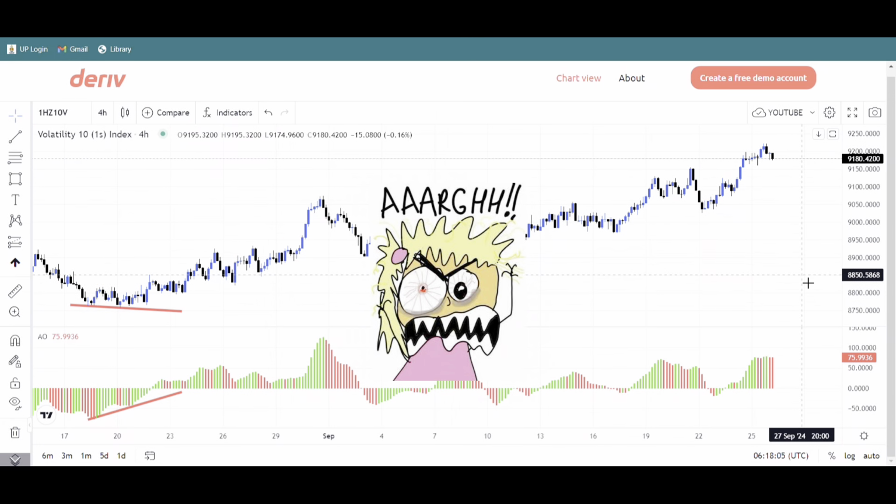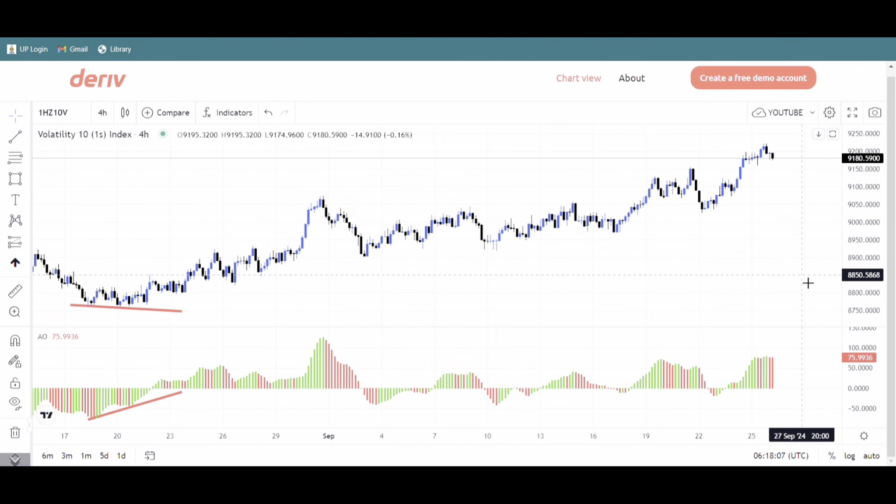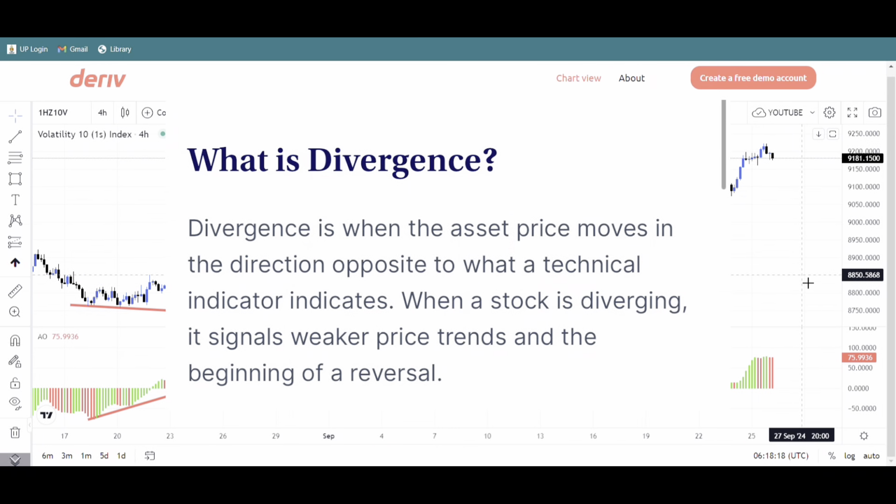Discussing divergence. Basically, as you know, on the strategy I use QM patterns. I trade QM patterns and I have to line them up with what is called divergence. Firstly, let's dive into the definition of divergence.